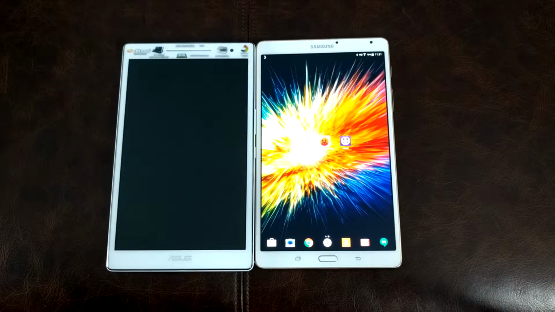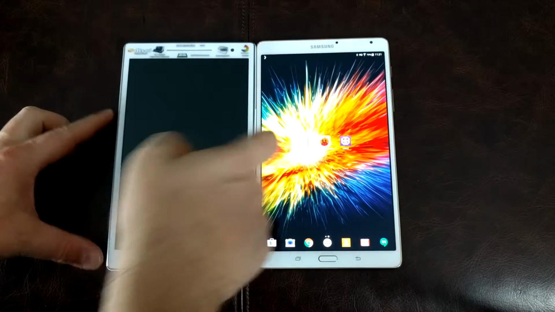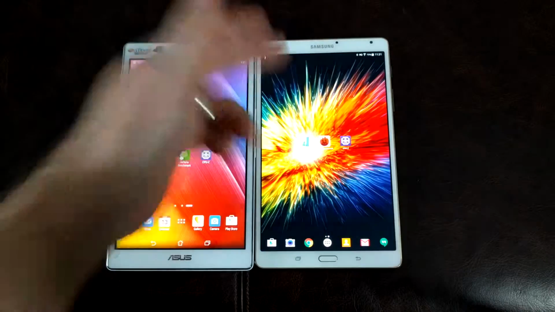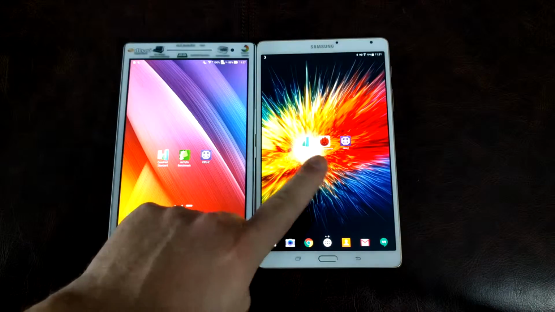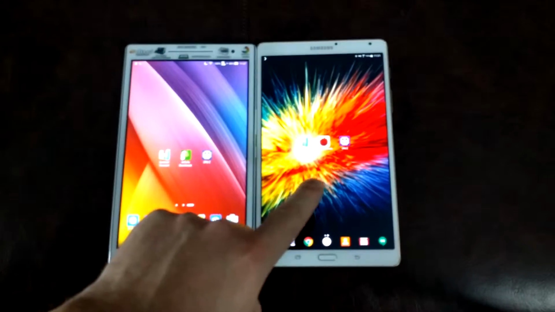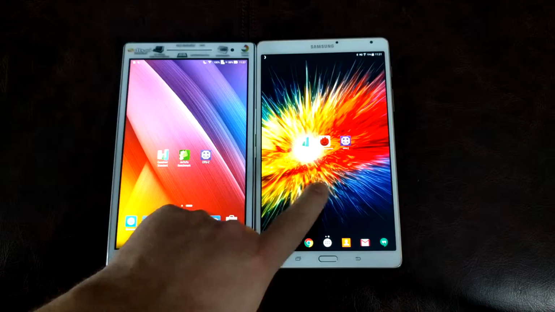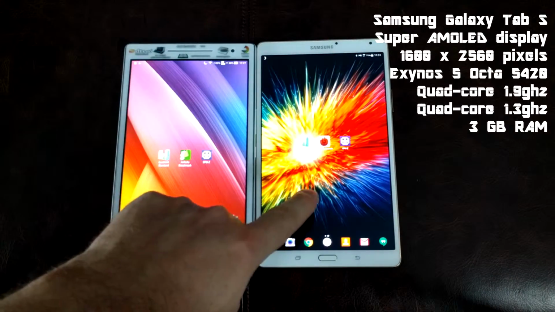Folks, Gareth here. Okay, we're having a little bit of a benchmarking standoff here between the Asus ZenPad 8.0 and the Samsung Galaxy Tab S. Now we're going with the Tab S because I don't think the Tab S2 is quite as good as the Tab S. I never upgraded to the Tab S2 as this has a slightly sharper screen.